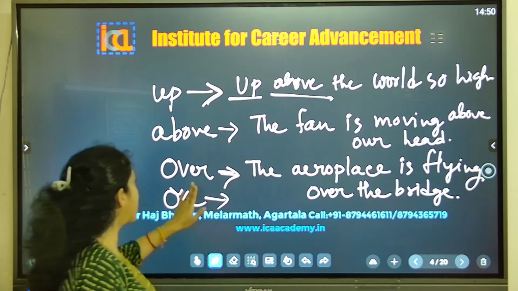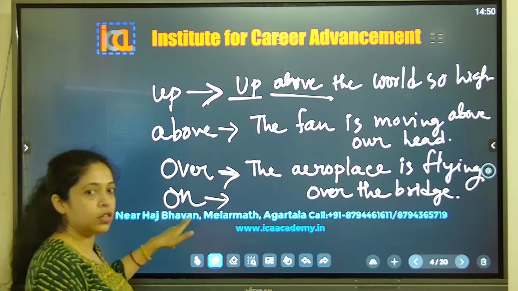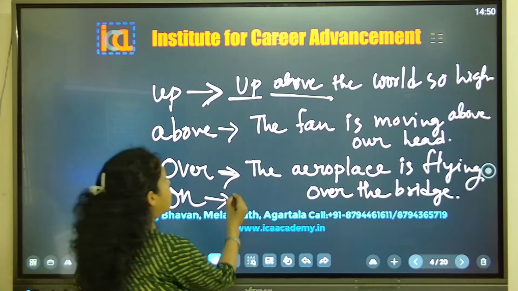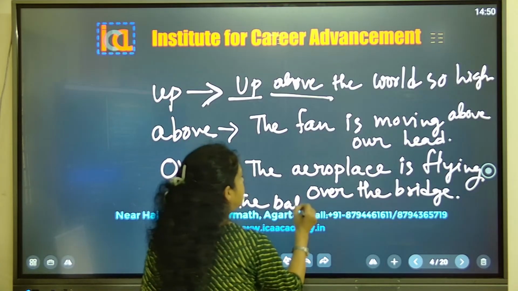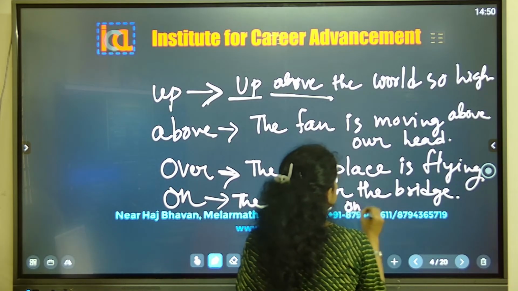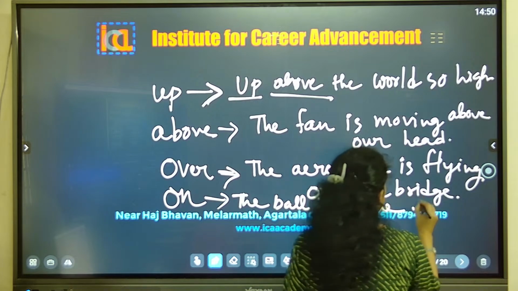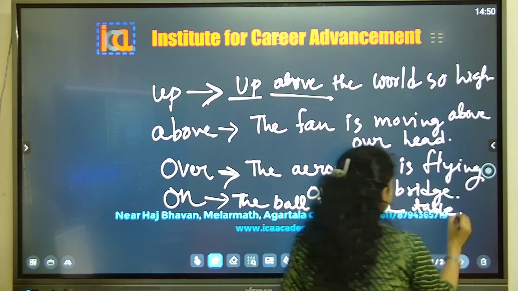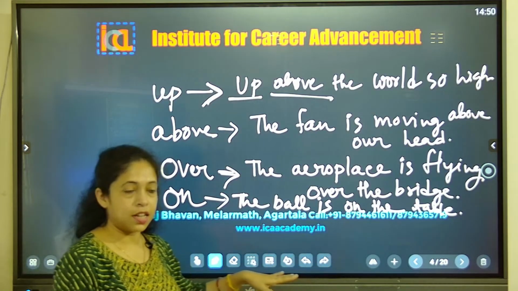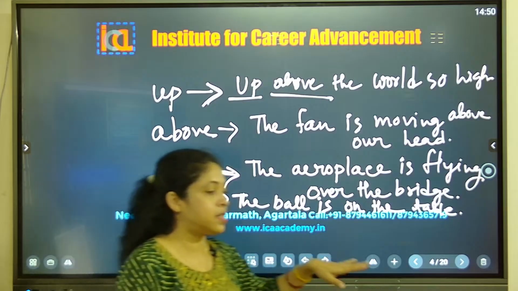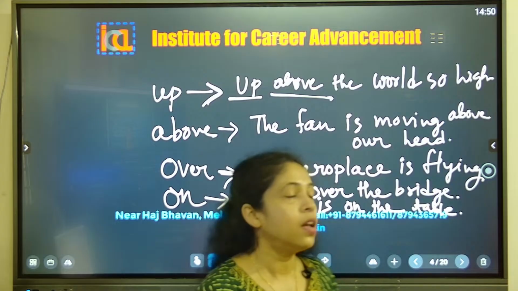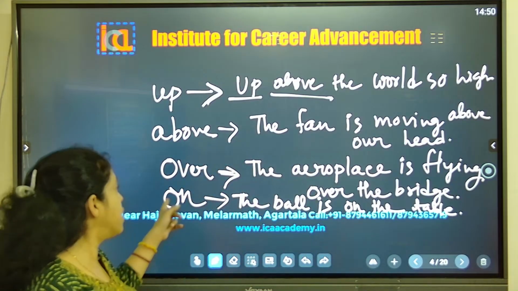But whenever we come to the word on, it means something tangible, touching. Whenever we say the ball is on the table, it means the ball is touching the table. So whenever anything is touching and on the top of something, then we express it with the word on.